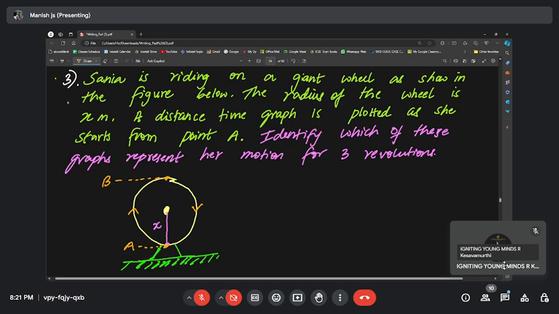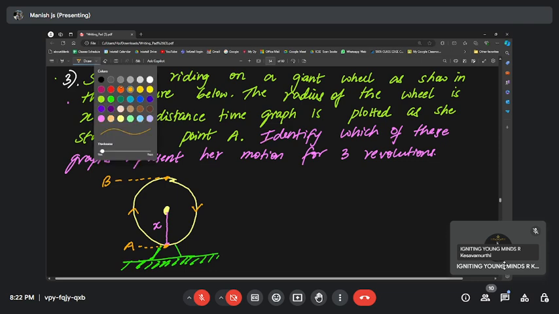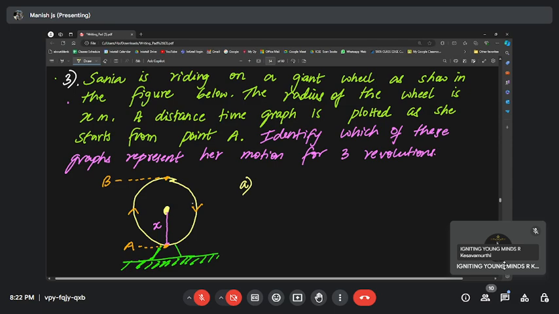She starts from point A. The radius of the giant wheel is x. I am explaining the figure, and she is moving in the giant wheel, covering 3 revolutions from the start. So given this scenario, you will have to identify which of the graphs will represent her motion for 3 revolutions. I'm giving you the options now. We'll see how many of you are able to correlate with this and give me the answer.